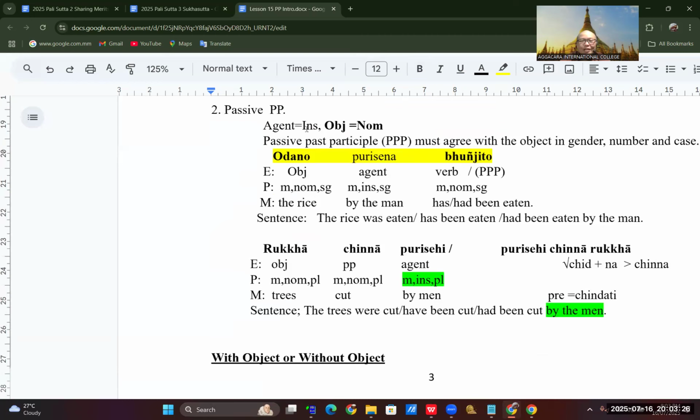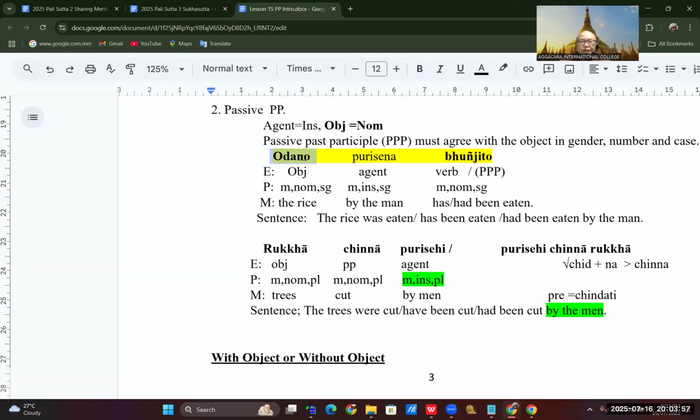All right. Now, in passive type, the object is nominative. The agent will be instrumental. Just now in active type, the object is accusative. Now the object is nominative. So just remember, the agent or doer is instrumental. The object is nominative.